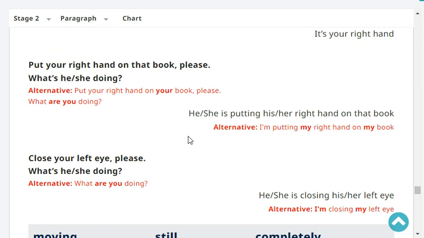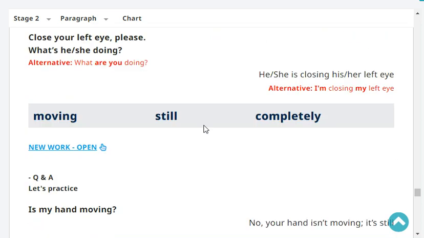Okay, what am I doing? You're putting your right hand on the book. Very good. What am I doing? You're closing your left eye. Very good.